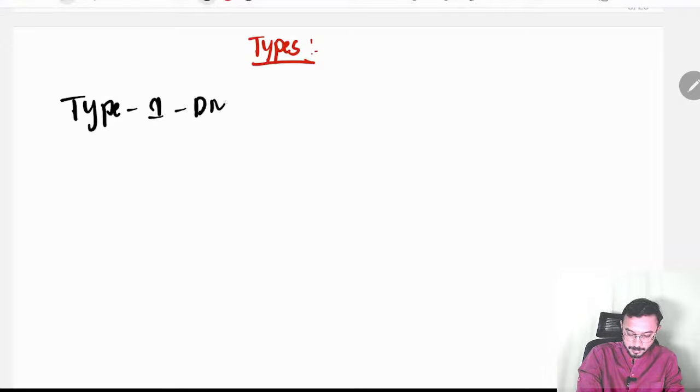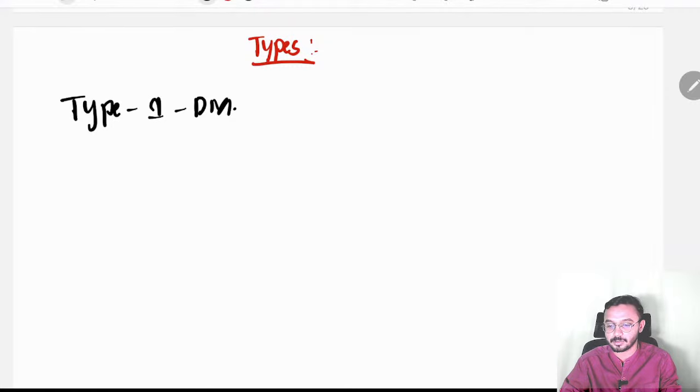Type 1 diabetes mellitus. I think my speed is fine. Let me know, you guys comment. Everything is fine, right?